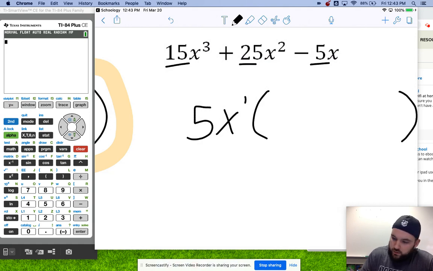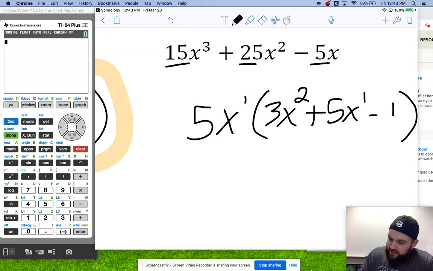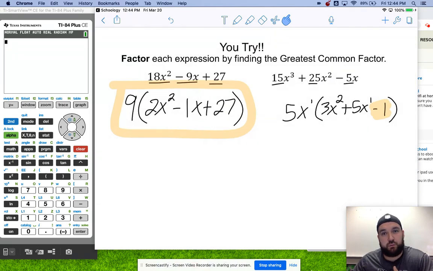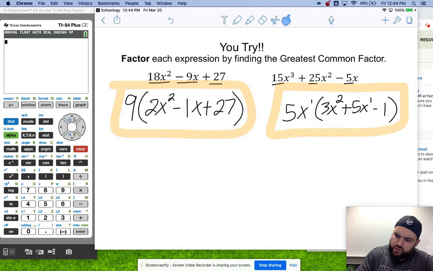From every term. This becomes 3x to the second plus 5x to the first, and then just minus 1. Now, I keep saying that the ones are unnecessary. These ones are unnecessary. You have to put this minus 1, though, at the end. If the only thing left in a term when you take out the GCF is 1, you have to put something there. You can't just leave a blank space. You do need to fill it with at least a number, and in this case, 1 will do the trick.